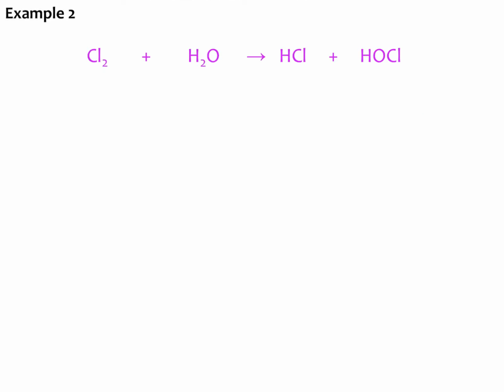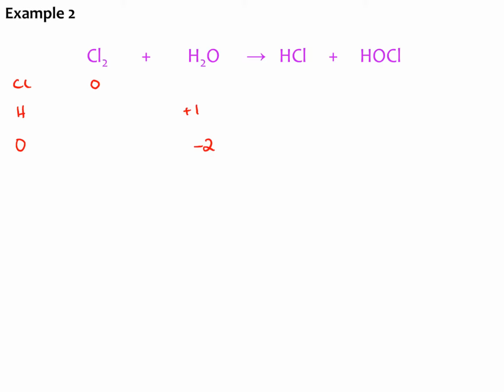Our second example is the reaction of chlorine with water. We're going to do the same thing again and look at the elements and how their oxidation states have changed. Chlorine is an element on the left-hand side, and therefore its oxidation state is 0. Hydrogen is present in water, therefore it will have an oxidation state of +1. And the oxygen is not in hydrogen peroxide or bonded to an F, so oxygen will have an oxidation state of -2.